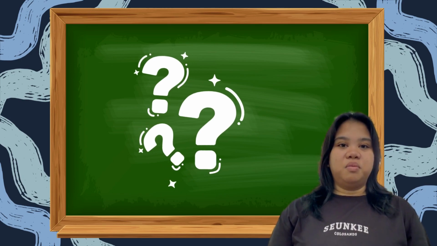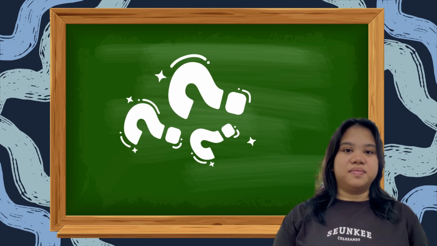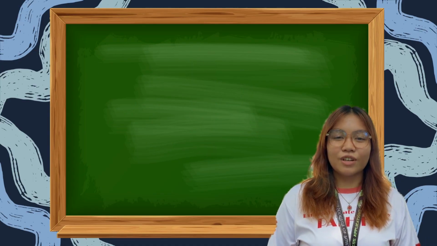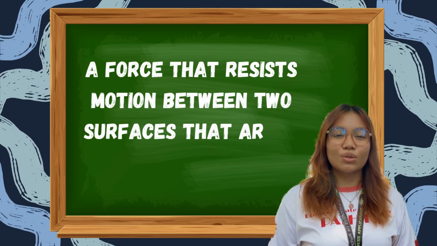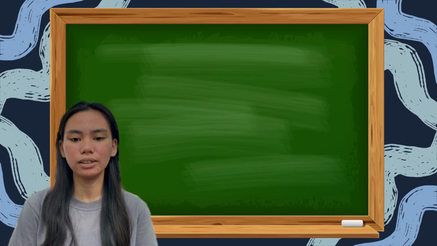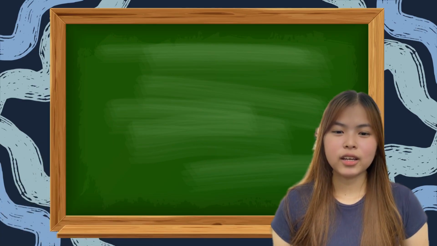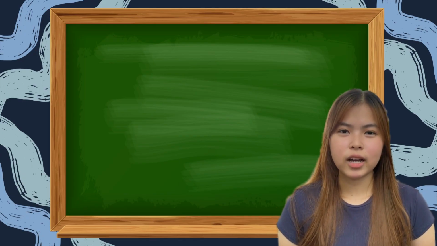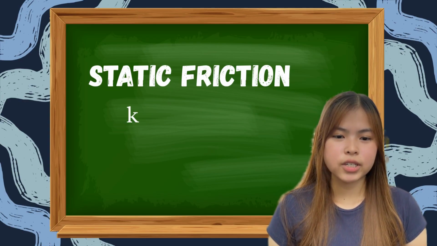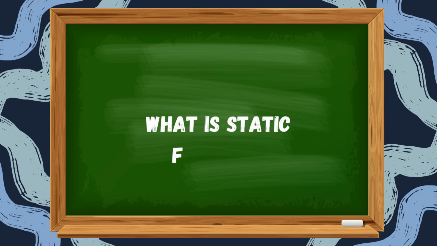Friction? You mean that thing that makes it hard to slide my notebook across the table? Exactly. Friction is the force that resists motion between two surfaces that are in contact. In short, it's the reason why things don't just keep sliding forever. And today, we'll focus on one special kind of friction: static friction, also known as the friction that keeps things from moving. What is static friction?